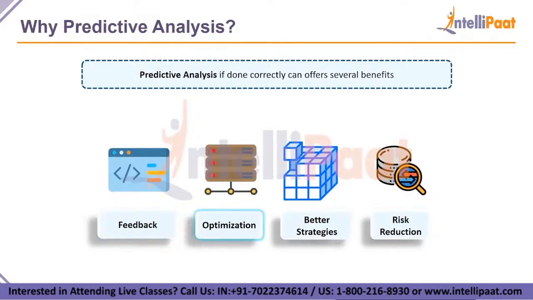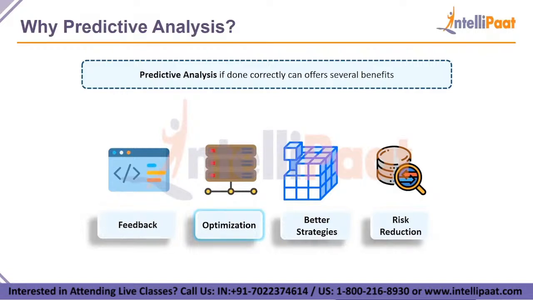Then comes optimization. If we carry forward our sales example, say you are using sales and marketing for the advertisement of a particular product, and a particular advertisement is being used by you, but that advertisement isn't generating enough views or enough revenue as much as you would have thought. So now the time comes to optimize your strategy, and that is done using predictive analysis.